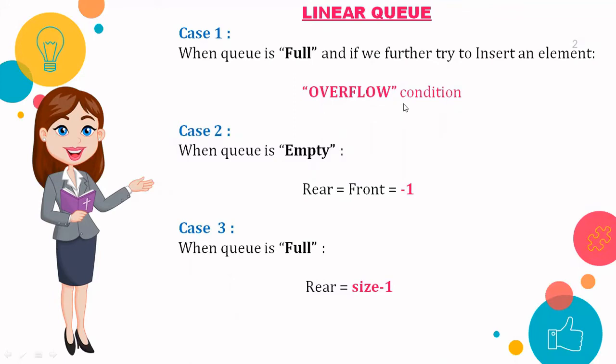So what is the overflow condition? Already the queue is full, so there is no place to enter any other element. So it will simply throw an error message that you cannot insert any other element into the queue. Case 2 is when the queue is empty. In that case, both your rear pointer and front pointer will point to -1. Case 3 is when the queue is full. In that case, your rear will be pointing to size -1.